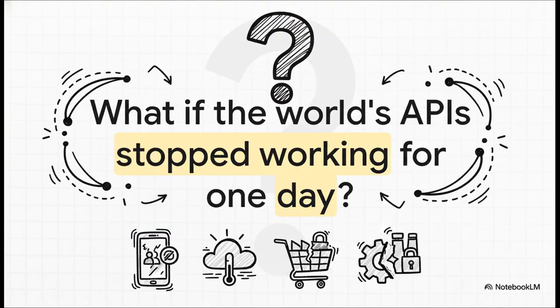So to wrap this whole thing up, I'm just going to leave you with this final thought. Just imagine what would happen if, for one day, all the world's APIs just stopped working. Your social feeds wouldn't update, you couldn't check the weather, online shopping would grind to a halt, and countless businesses would just stop. It really shows you just how critical this invisible engine truly is.